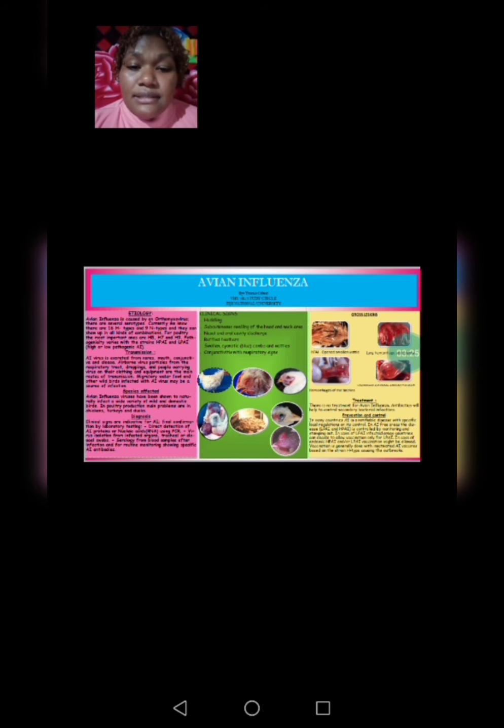For clinical signs, birds can show huddling, subcutaneous swelling on the head and neck area, nasal and oral discharge, ruffled feathers, swollen cyanotic comb and wattle, and also conjunctivitis with respiratory signs.